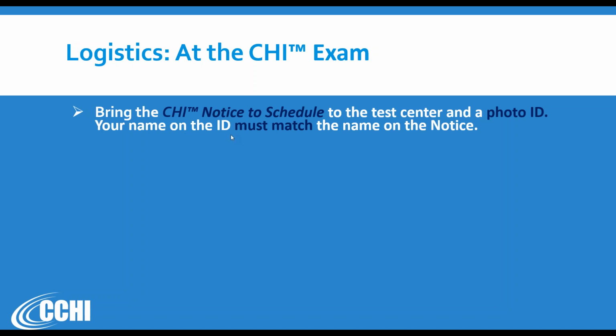It's important that the name on your ID matches exactly the name on the notice to schedule. So when you receive the email from us with a notice to schedule, look, if your name there is wrong, email us right away and we will change it both in the Prometric system and in your notice, and we'll send you a new notice.